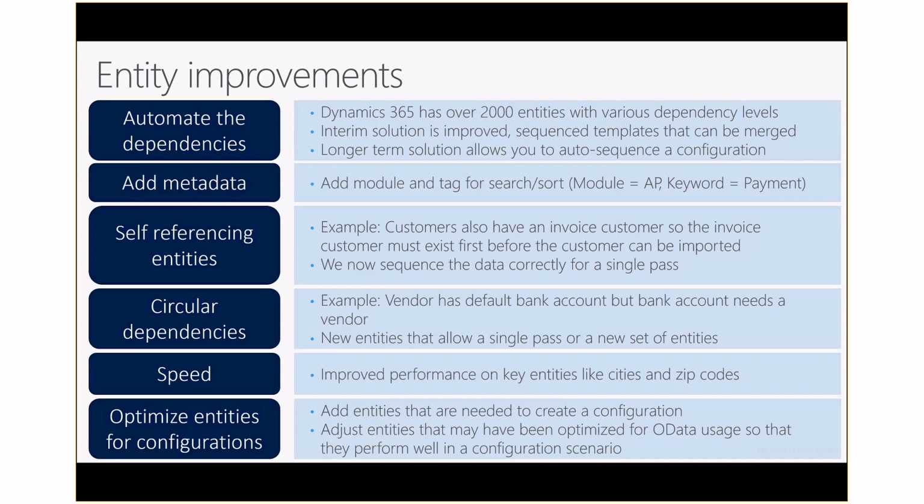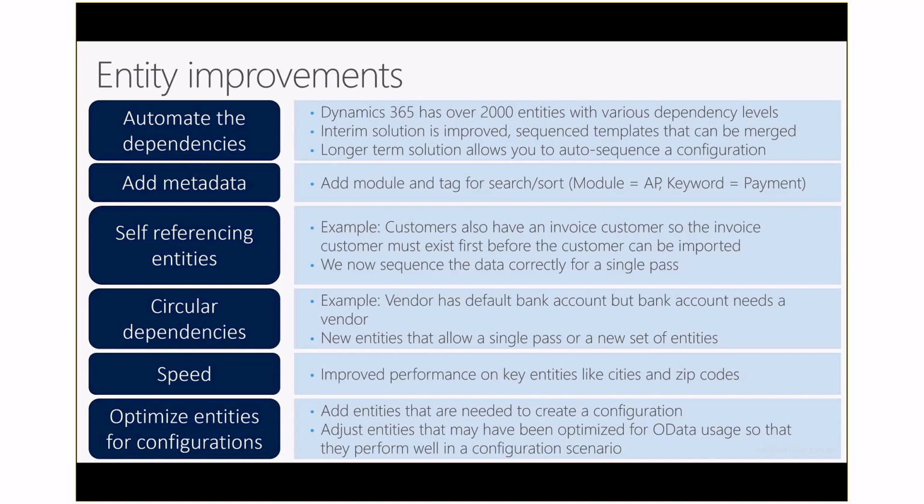Another issue that we had is that we had something called self-referencing entities. A good example is a customer. A customer has a customer number, but a customer also has an invoice customer. If you didn't have that invoice customer already loaded and you tried to load the customer, it would fail because it says, hey, that invoice customer doesn't exist. And so the only way for you to do that was do it in 2 passes and load those invoice customers first, or hopefully sort the file in the right order and maybe not make a mistake.